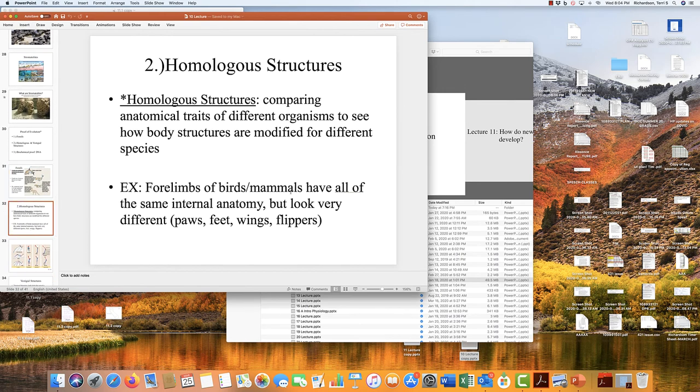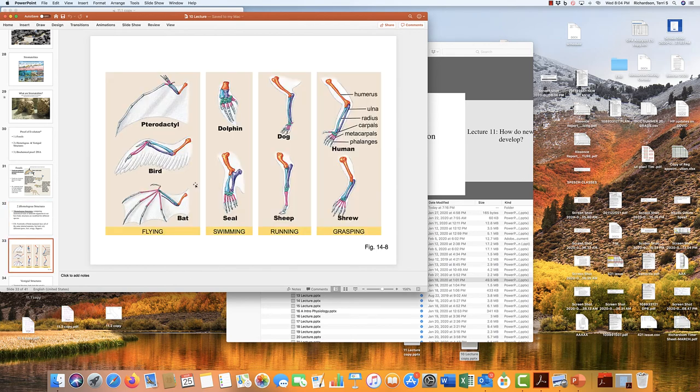Homologous structures. This is very interesting. We're comparing anatomical traits of different organisms to see how body structures are different in different species. The example we're going to use is the forelimb, your arm, or the wing of a bird, or the paw of your puppy. So let's take a look.